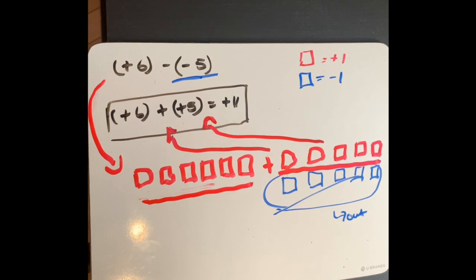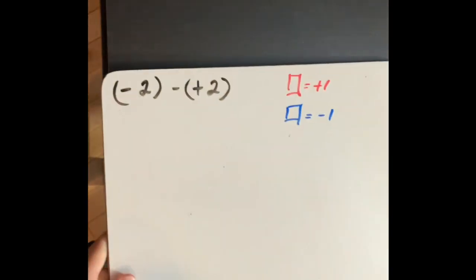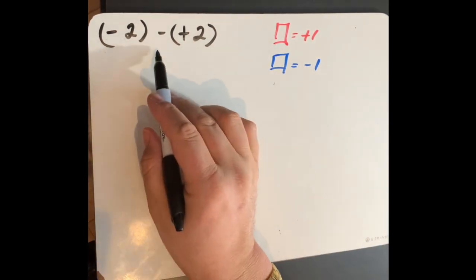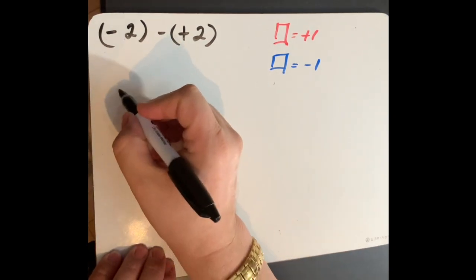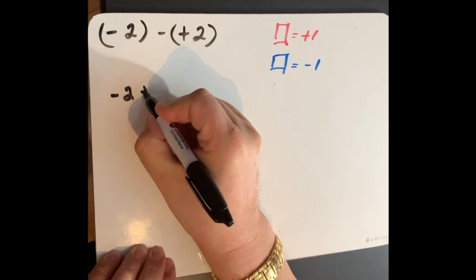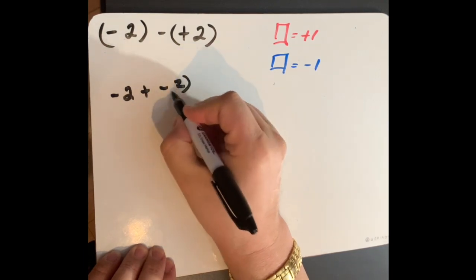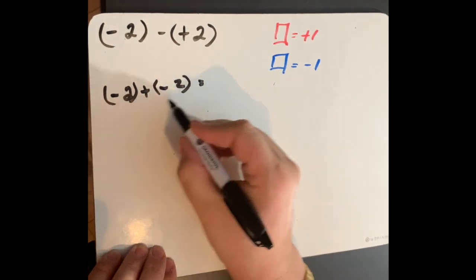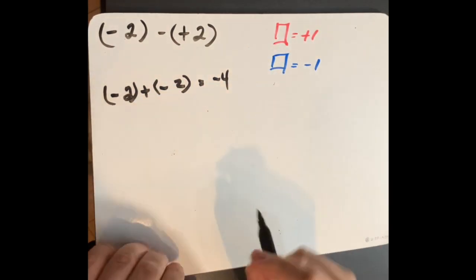Let's do one more example. Okay, here's my last example. All right, so I have -2 minus +2. So when you just flip the signs, -2 plus -2. And we can see when I have 2 negatives and 2 negatives, I have -4.